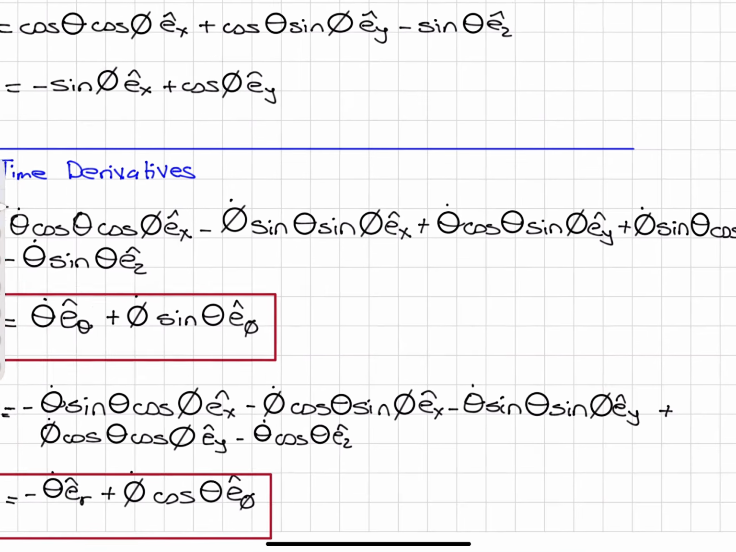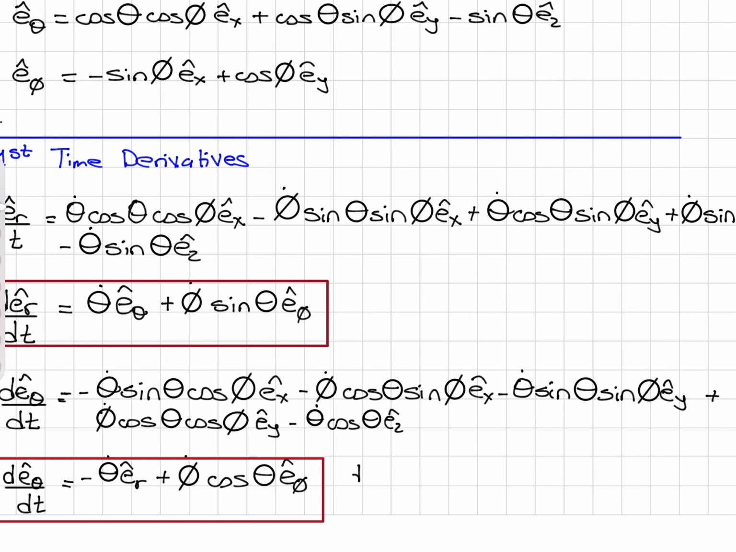If I look at the first time derivative of e phi hat, let's also work on the d e phi hat dt. The first term is minus phi dot cosine phi ex hat, and then I have minus phi dot sine phi ey hat, and in minus phi dot parentheses I have cosine phi ex hat plus sine phi ey hat. So that's what I have here.